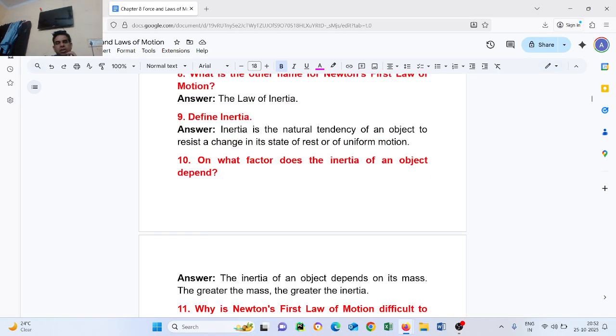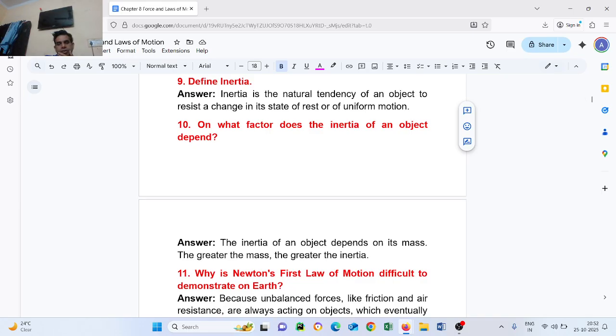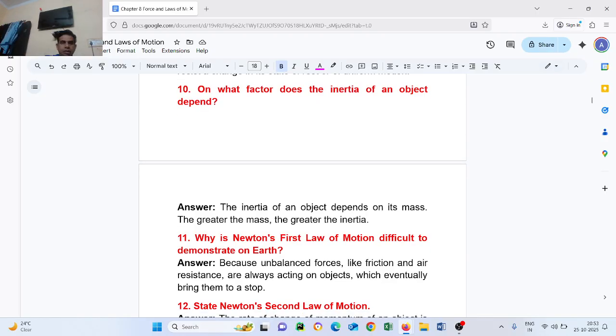Question number 10. On what factor does the inertia of an object depend? The inertia of an object depends on its mass. The greater the mass, the greater the inertia.